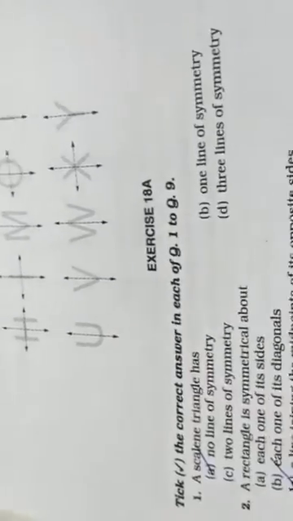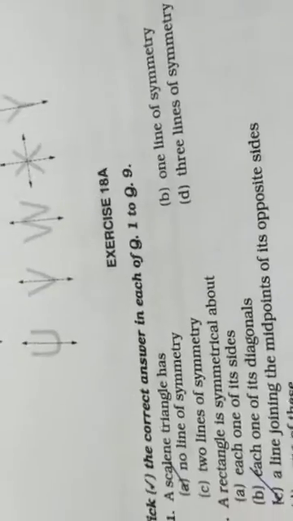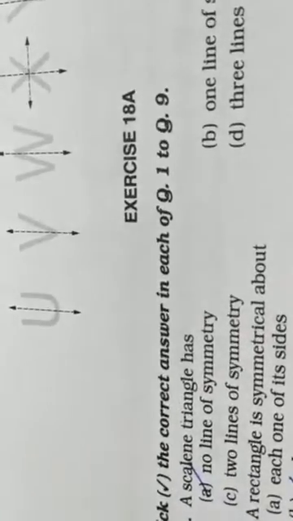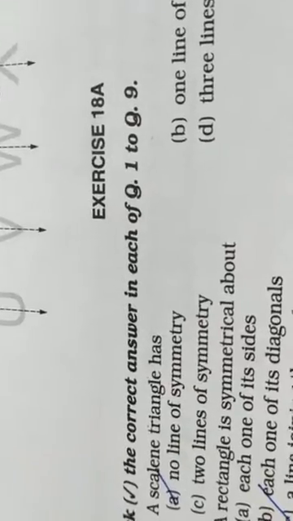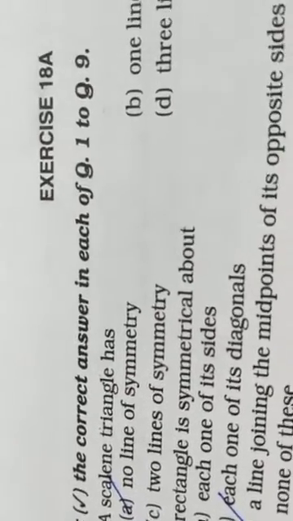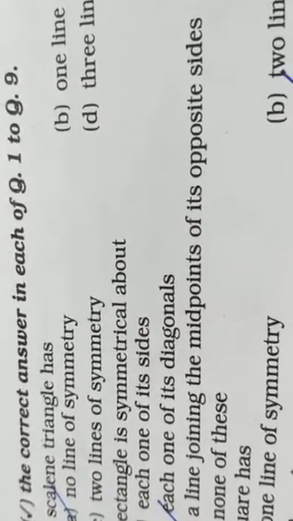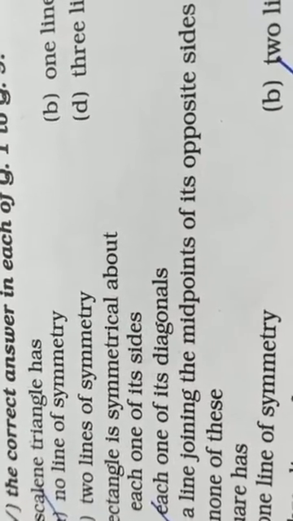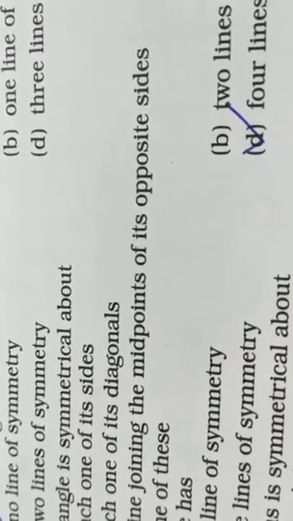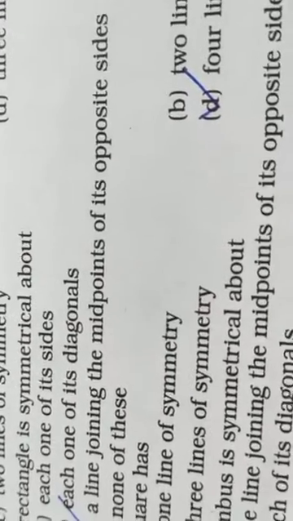Now let us start our exercise 18A, in which you are supposed to just tick the right option. A scalene triangle has no line of symmetry. You are aware. Scalene triangle has no line of symmetry. A rectangle is symmetrical about, we have done earlier, the line joining the midpoints of its opposite sides.